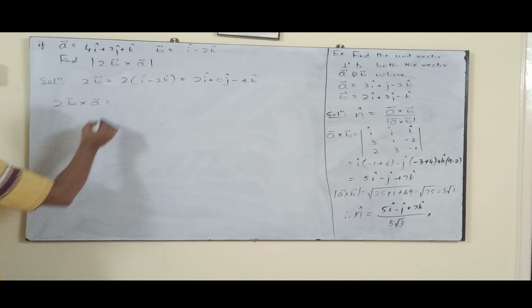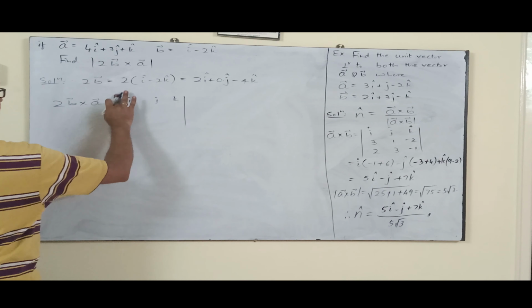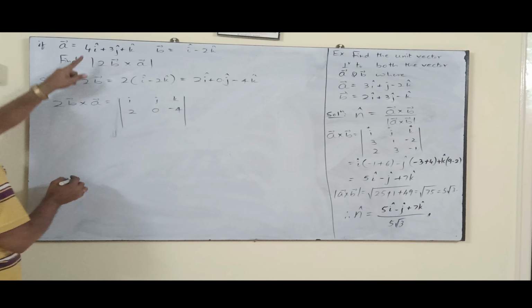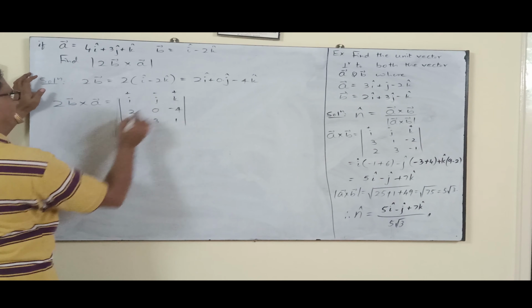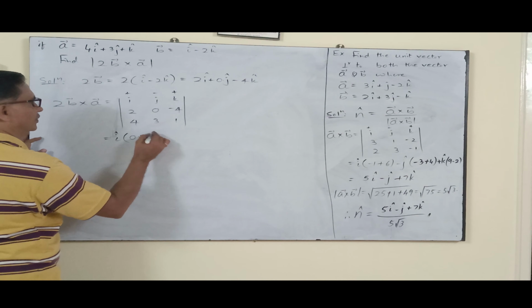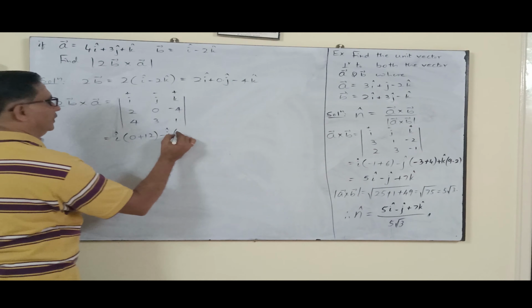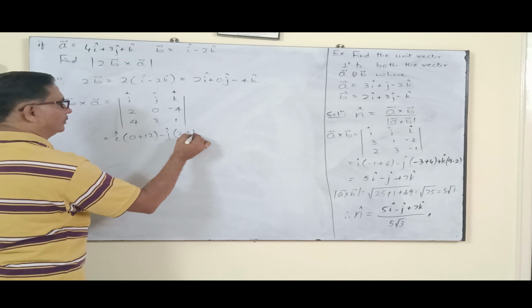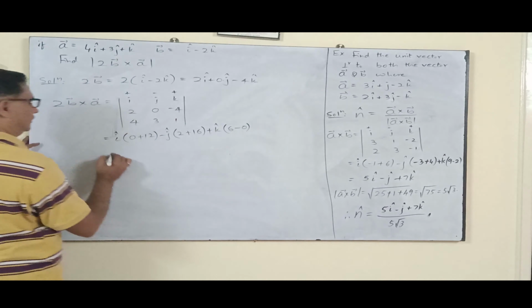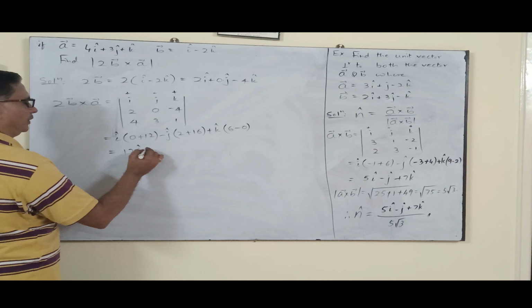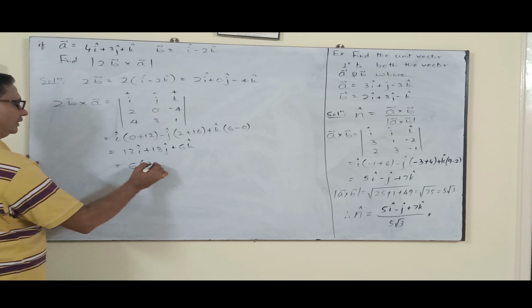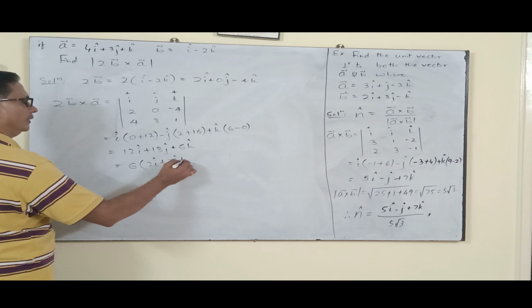By the definition of cross product, the determinant i, j, k, then the coefficients in vector 2B are 2, 0, minus 4, and vector A is 4, 3, 1. Expand that determinant: i into 0 minus into minus, plus 4 3s are 12; minus j into 2 minus 4 into minus 4, minus 16, minus into minus plus 16; plus k into 2 3s are 6 minus 4 into 0, which is 0. That is 12i plus 18j plus 6k. Among these three, 6 is common: 6 times 2i plus 3j plus 1k.